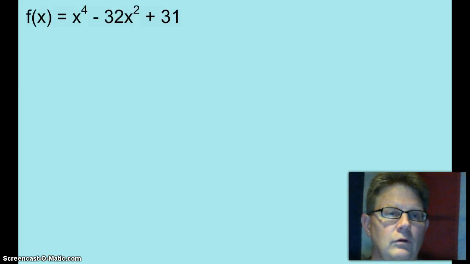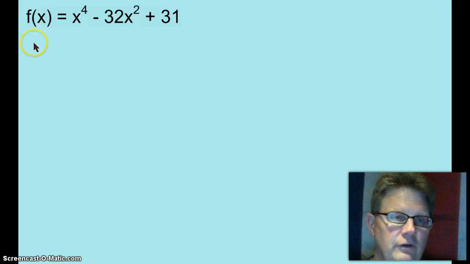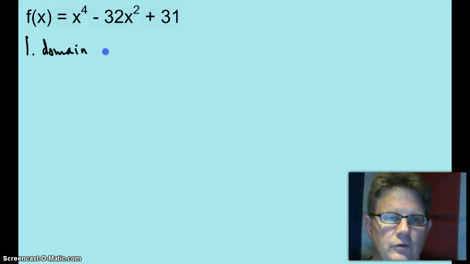Alright, f of x equals x to the fourth minus 32x squared plus 31. Number 1. What is the domain of that function? Well, the domain of any polynomial function is negative infinity to infinity.